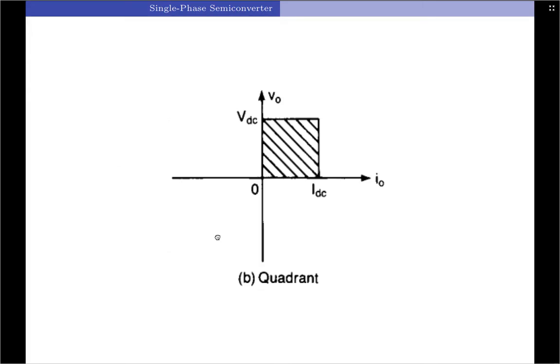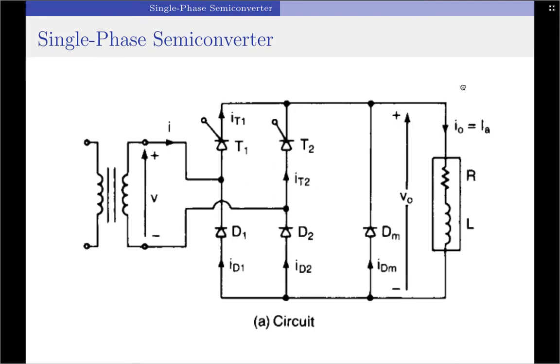So now coming to the quadrant diagram, you can always note the current direction when T1 and D2 are conducting is from the top to bottom across the load, and when T2 and D1 are conducting, it is still the same. So the current direction is always positive because it is only one conventional direction that is used here.